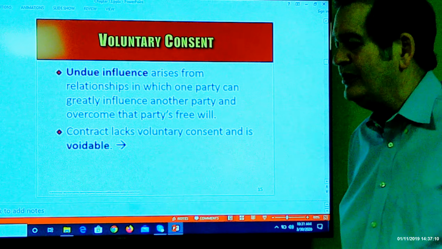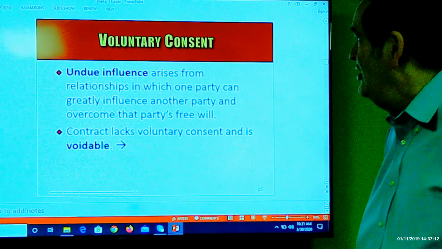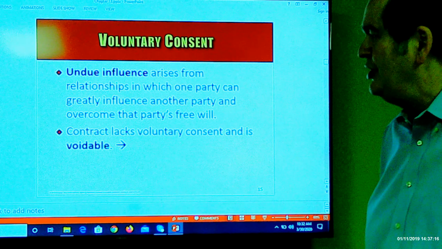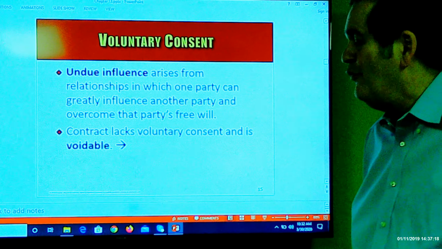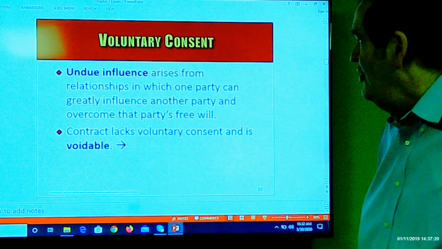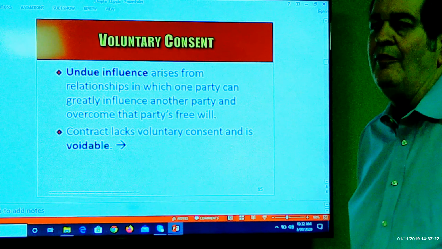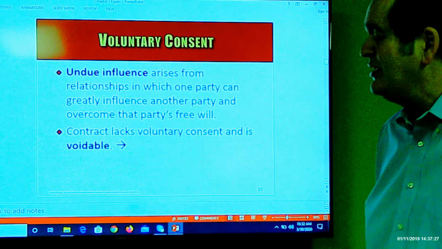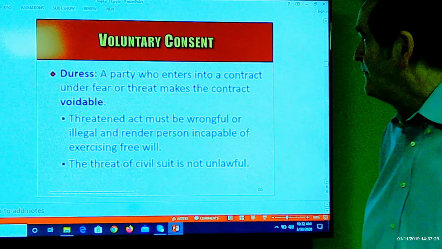If the contract has that undue influence in reaching the contract and therefore lacks voluntary consent, then the contract is voidable by the person who has been deceived or affected by that undue influence.